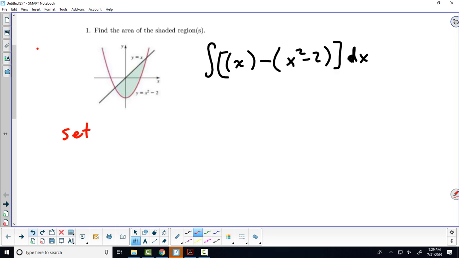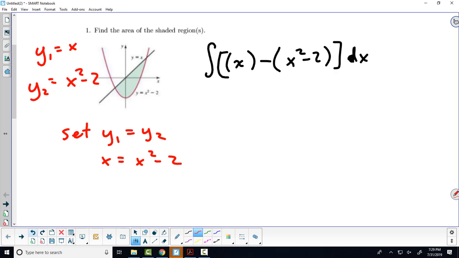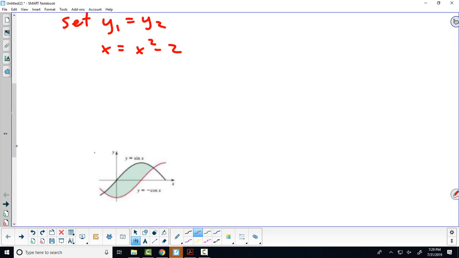So let's go ahead and, even though I didn't label them this way, let's call one y1 and the other y2, just so I can refer to them by name. So let's set y1 equal to y2. That would happen when x is equal to x squared minus 2. What do we do? Well, let's solve this equation. This is algebra. So we get 0 is equal to x squared minus x minus 2.